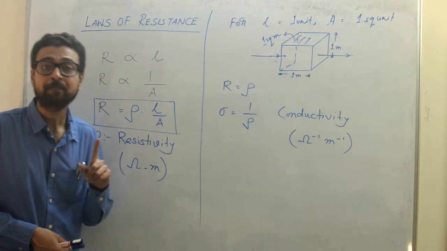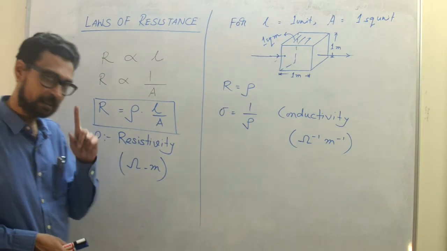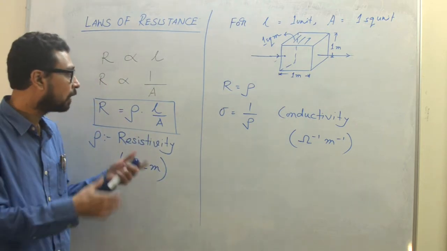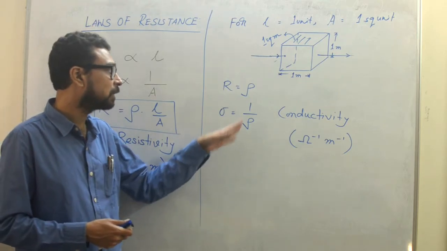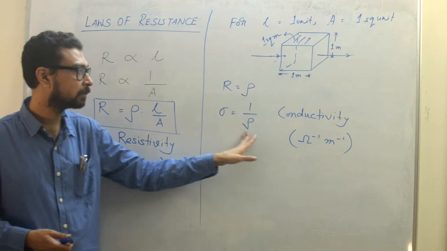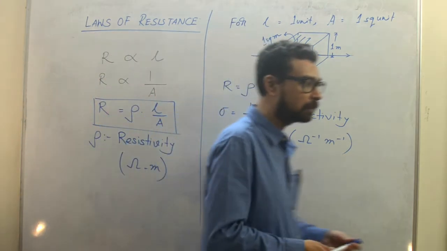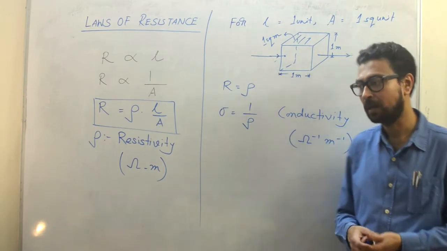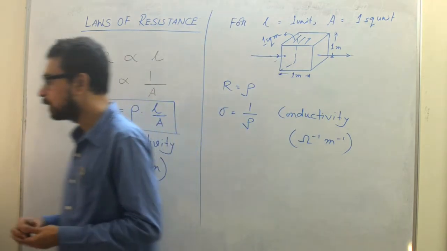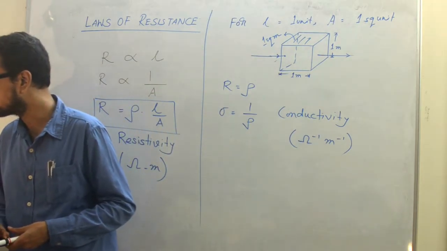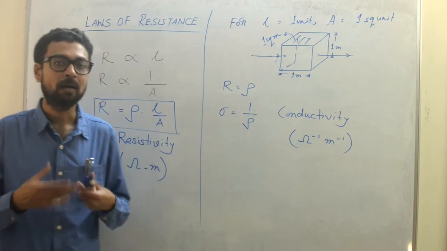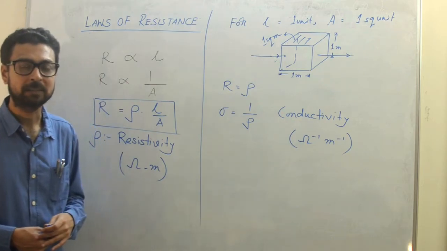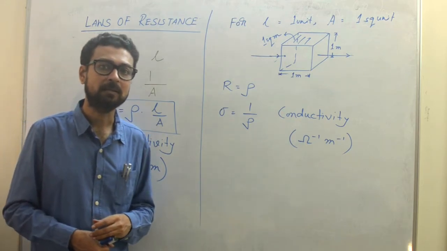So resistivity depends on a lot of factors. First of all is the substance, definitely. The more the substance is a conductor, the resistivity will be lesser, so that it can give you more conductivity. And the substances which are insulators will have a very high resistivity. It is dependent on the substance of the material through which we have constructed the conductor.